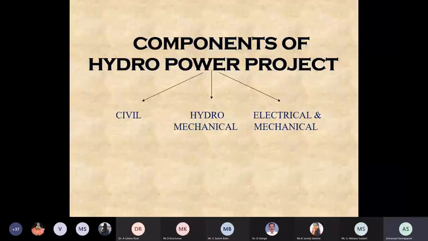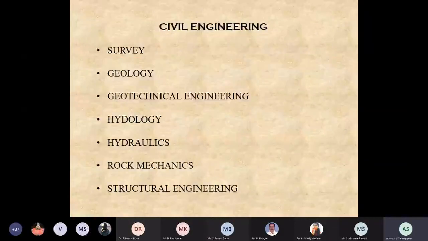In hydropower, we will use all our civil engineering subjects. From first year to the final year, you may study these subjects: survey, geology, geotechnical engineering, hydrology, hydraulics, rock mechanics, and structural engineering. After you complete your BTech, when you go to the master's degree, you will take a separate specialized subject. So all these subjects are covered in hydropower. Survey, we will do the survey also. After completing the survey, we want to check the geological condition of the rock and the location. And then we will go for geotechnical engineering.